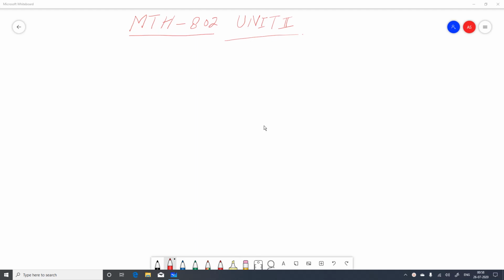The course MTH 802 Fields and Galois Theory. We have already finished the first unit of this course. Now, in the second unit, our first topic is splitting fields. So, the first topic of the second unit that we are going to discuss is splitting fields.